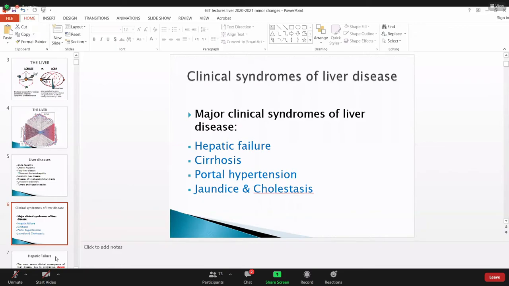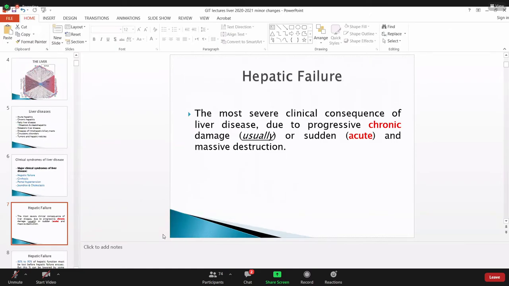First one, failure. Hepatic failure is usually the end stage, the most severe clinical consequence of liver disease or liver damage. It can occur when the liver is hit acutely, which we will discuss, called acute liver failure, which leads to acute massive destruction of liver cells, or a progressive chronic damage which is the most common route. Meaning there is a chronic liver disease, and with time there is accumulation of damage until the liver cannot perform its normal function. We call it progressive chronic damage leading to hepatic failure.